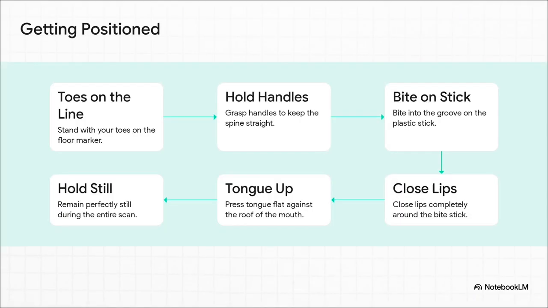Then it's time for positioning, and trust me, every single one of these steps is crucial for getting a crystal clear image. You'll put your toes on a line, hold onto some handles to keep your back straight, and bite down on a little plastic stick. Then you'll close your lips and, this one's super important, press your tongue flat against the roof of your mouth. And after all that, you just have to hold perfectly still for a few seconds.